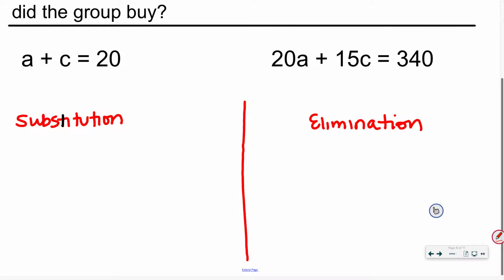We're going to go through both methods on the board so you can see how both of them work to find a solution. I got an answer. Are you done? No. Because now you know that, so what else can you find?